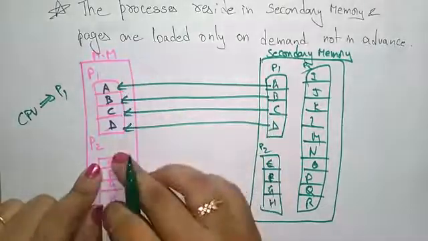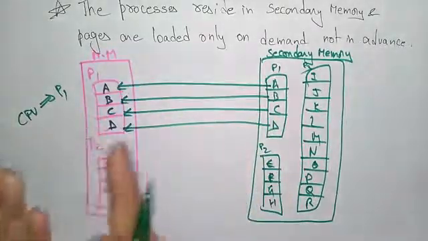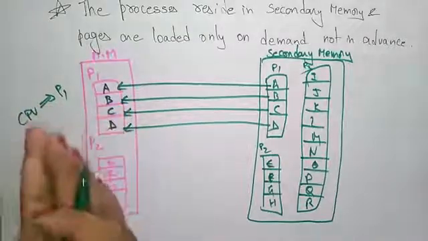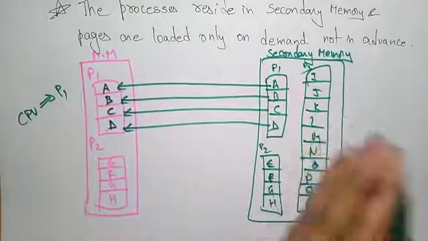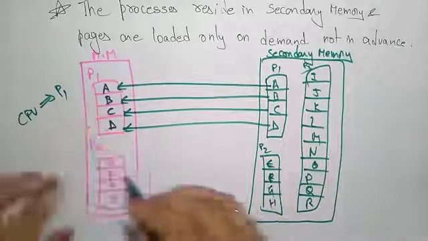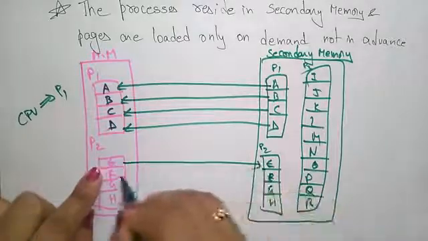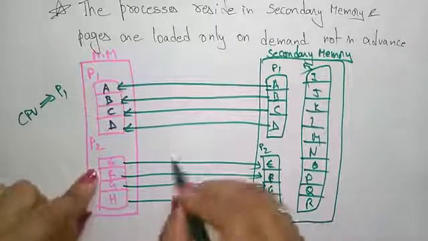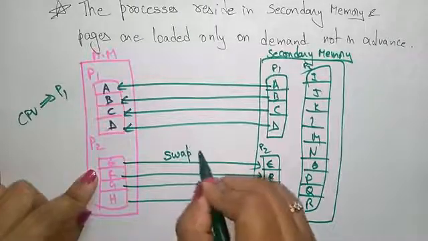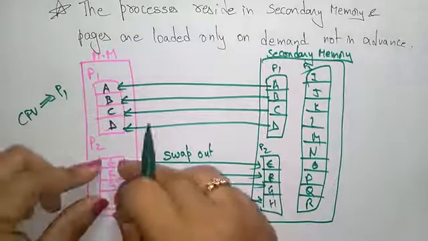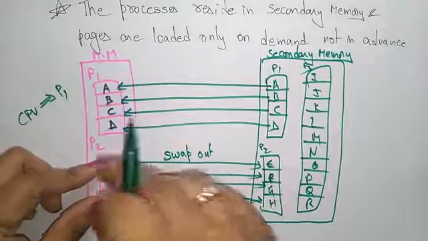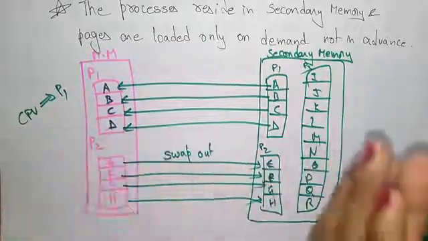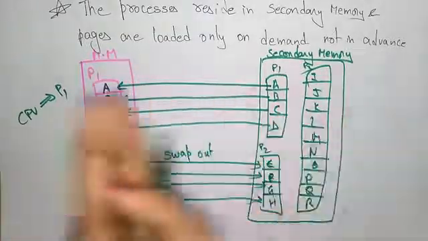If there is no space in the main memory and you are not using process P2, you just send the data to the secondary memory and take the new data. So now I want to swap out this process. This is the swap out. Whenever there is no use of pages in the main memory, if you are not using those frames, you just send that data back to the secondary memory and take the new data.